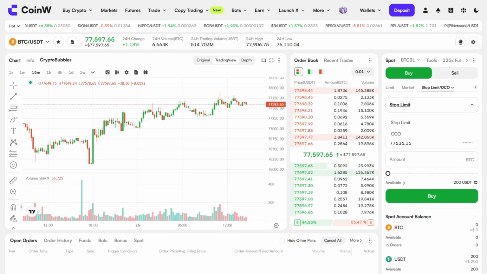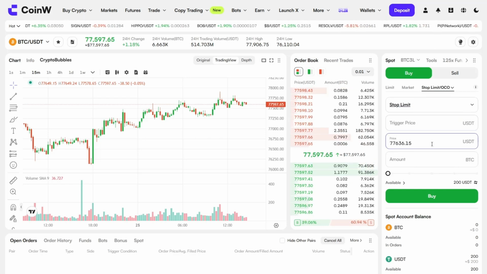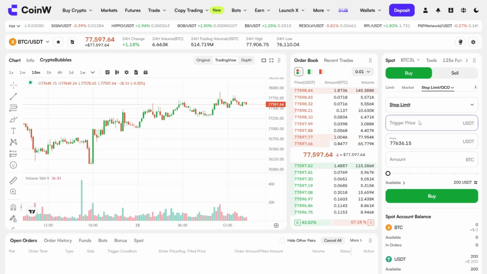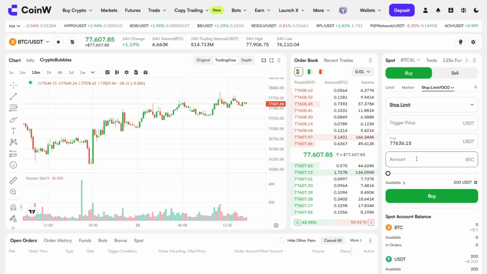The next order is a stop limit / OCO order. A stop limit order uses two prices, a stop price and a limit price. The stop price is the price that activates the order, and the limit price is the price your order will be actually placed at. For example, if you want to sell Bitcoin if it drops below a certain level, you can use a stop limit order to manage your downside. This type of order can be useful for risk management.